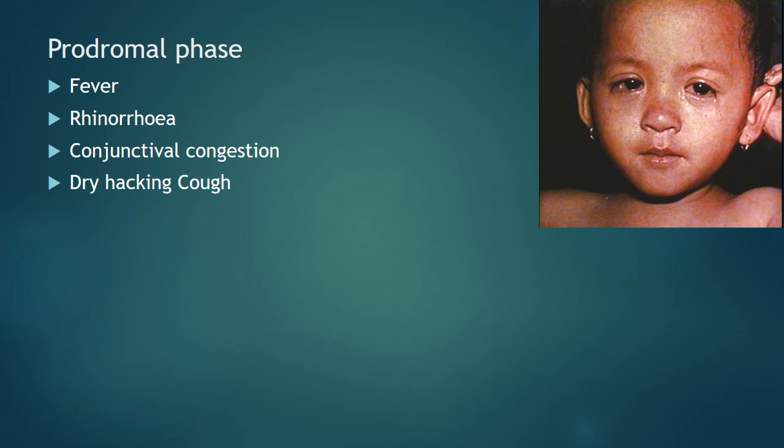So the prodromal phase, the symptoms are fever, rhinorrhea, conjunctival congestion, and dry hacking cough. The conjunctival congestion is given in the picture.